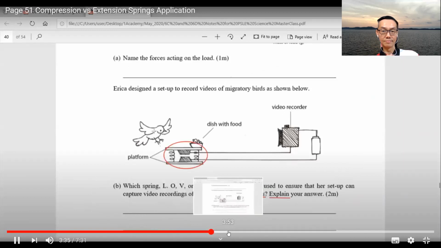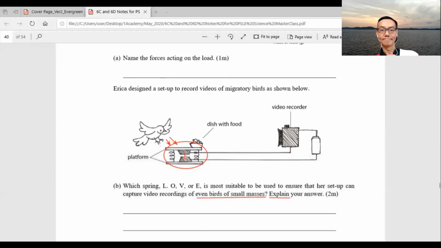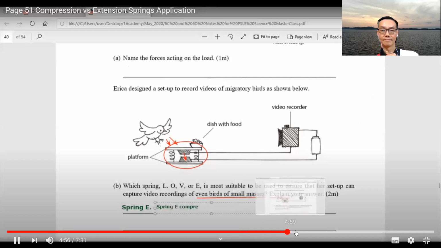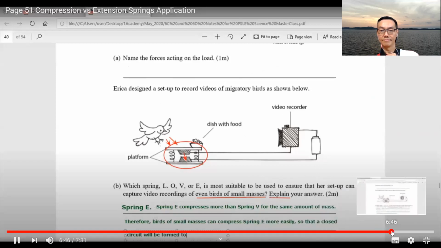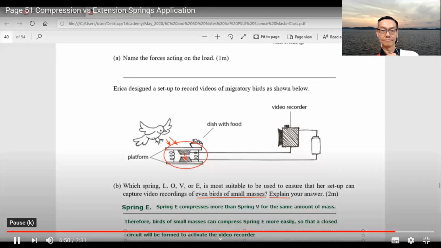That's speed. So when the bird is feeding, you must understand how this thing works, right? When the bird lands there, this part will touch each other to form a closed circuit. Current will flow through here, and that will activate the video recorder. So that's how the work is spring E. Not actually correct. A closed circuit can be formed.